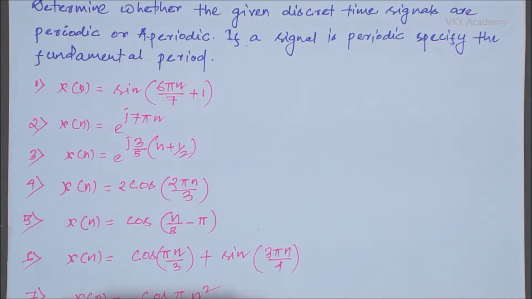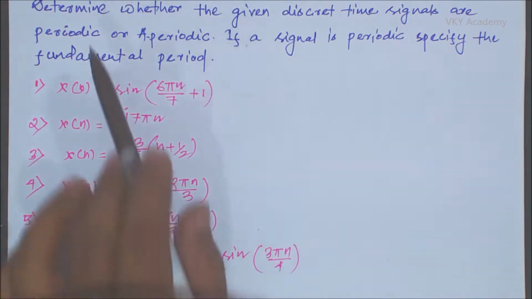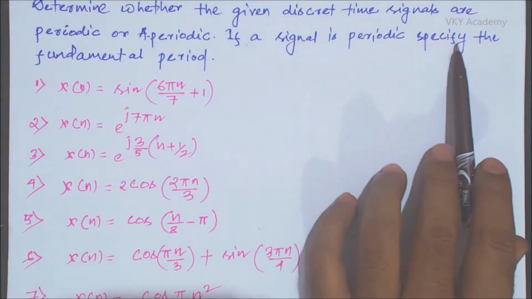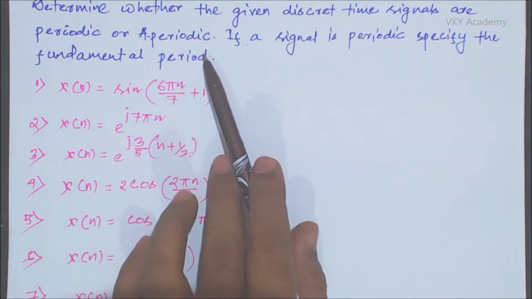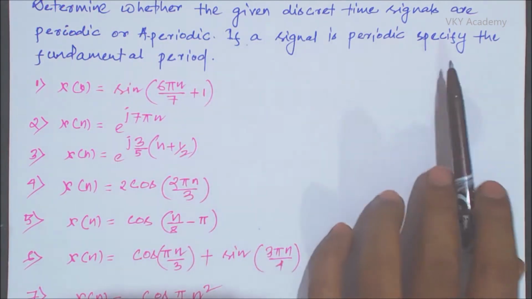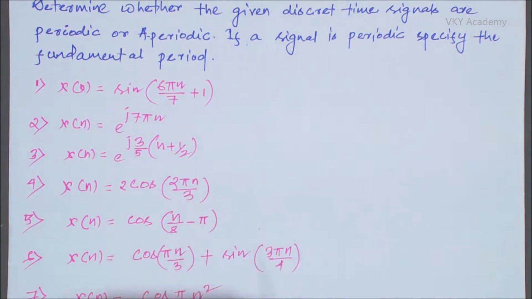Now let us check what type of question generally comes in the semester examination as well as in the GATE examination. Determine whether the given discrete time signals are periodic or aperiodic. If the signal is periodic, specify the fundamental period. When a signal is periodic, it has some fundamental period, and that fundamental period we need to calculate.